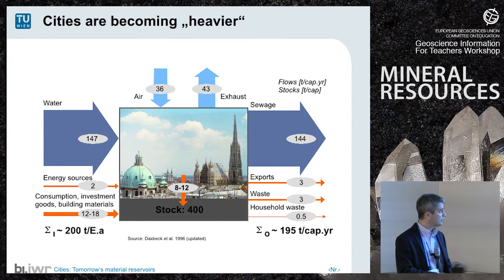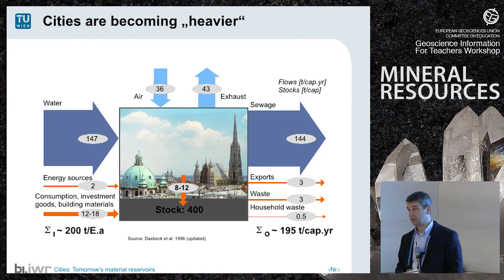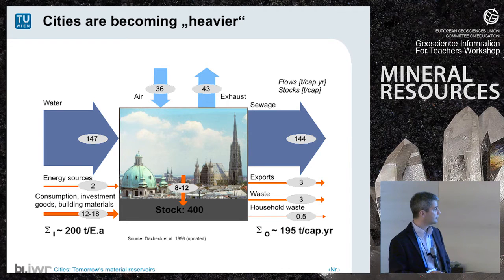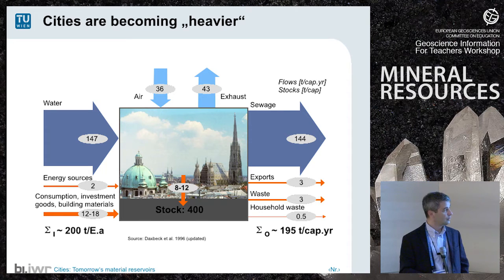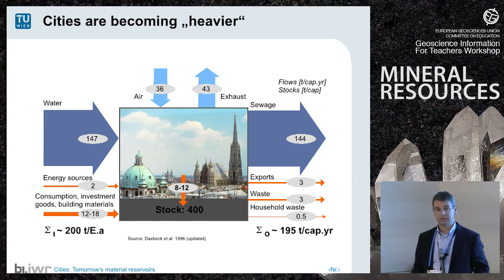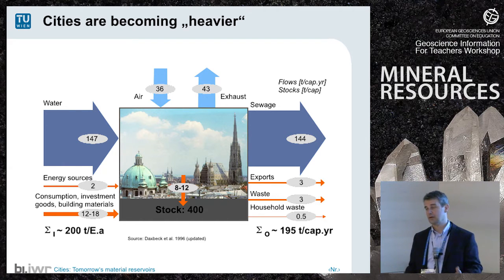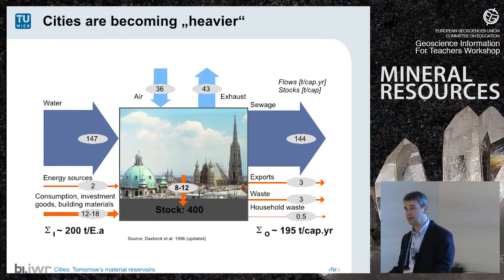And most of these materials are construction materials, around 10 to 15 tons. At the output side, of course, we have some industry still in Vienna, so we still produce a few products. Then we produce the so-called household waste that everybody of us is aware of. This is everything that we throw into the dustbin.